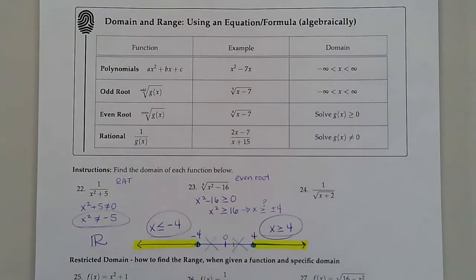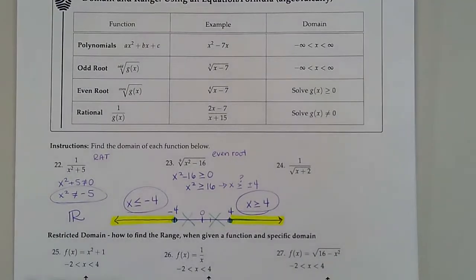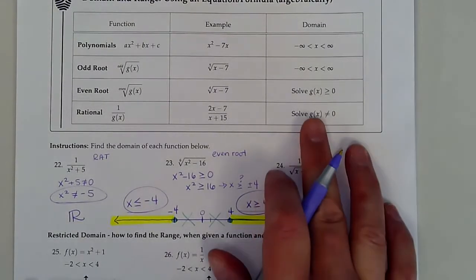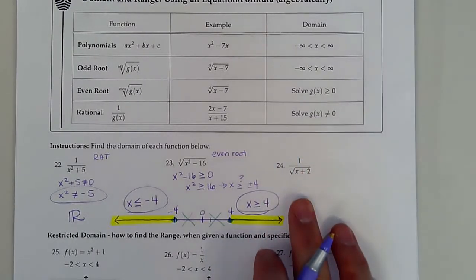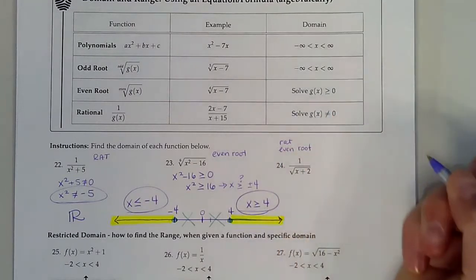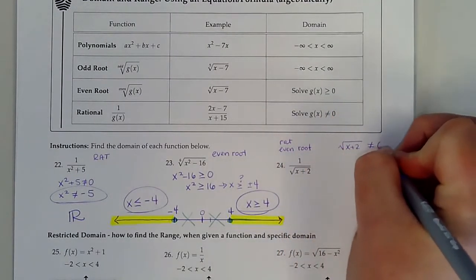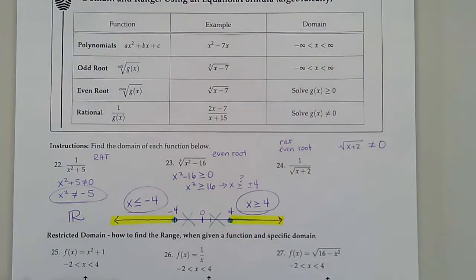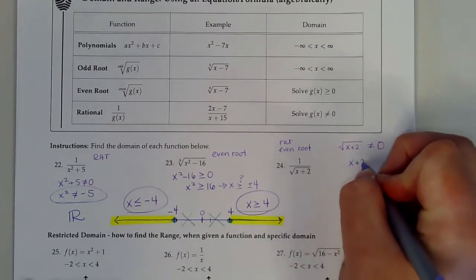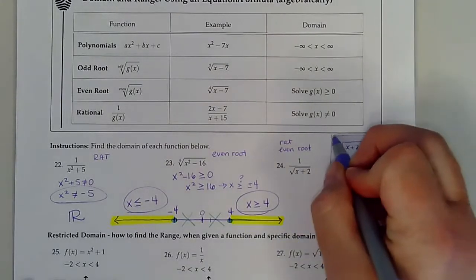Right, and then the last one here, number 24, I have 1 over the square root of x plus 2. So this is a combination of a rational function, because we do have the fraction, and an even root. So we have two things going on. The rational function tells us that the square root of x plus 2 cannot equal 0. That's going to be a problem in our domain. And the even root part says that x plus 2 has to be greater than or equal to 0. So we're going to put these two things together.